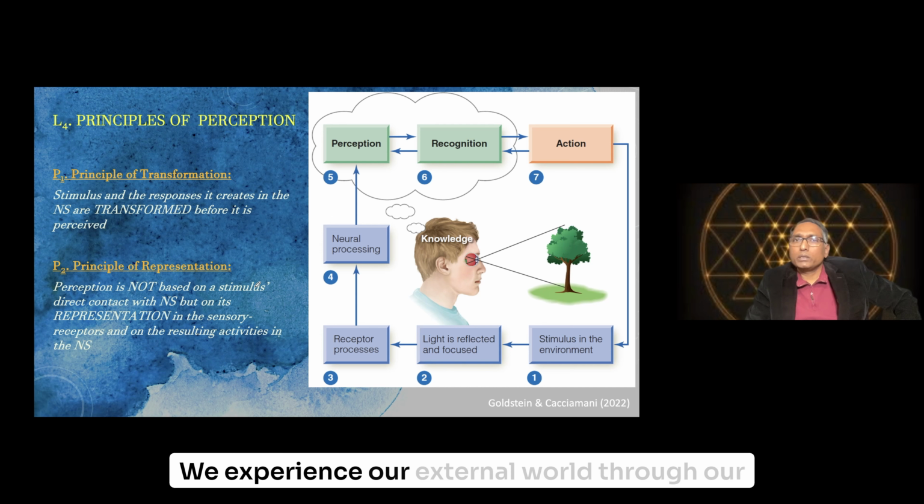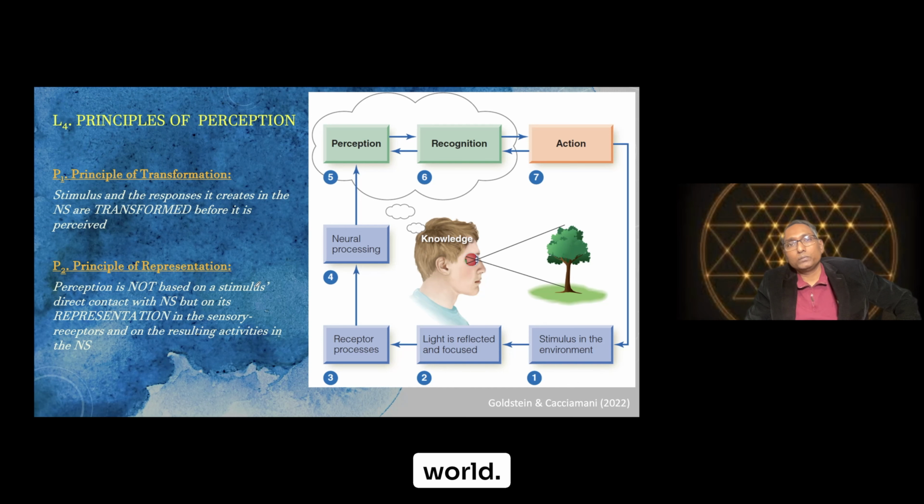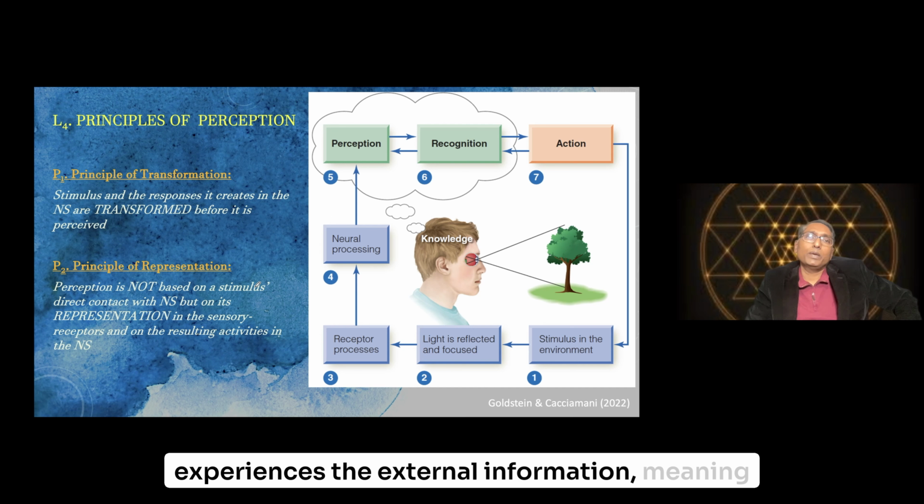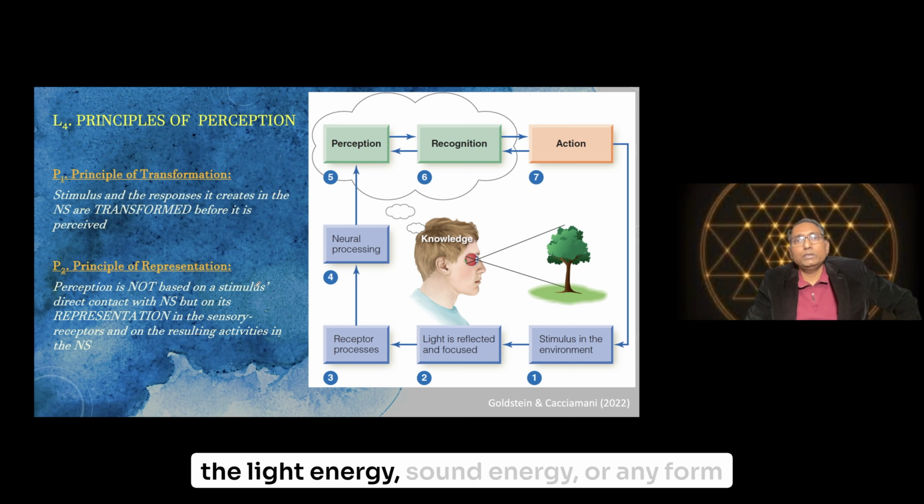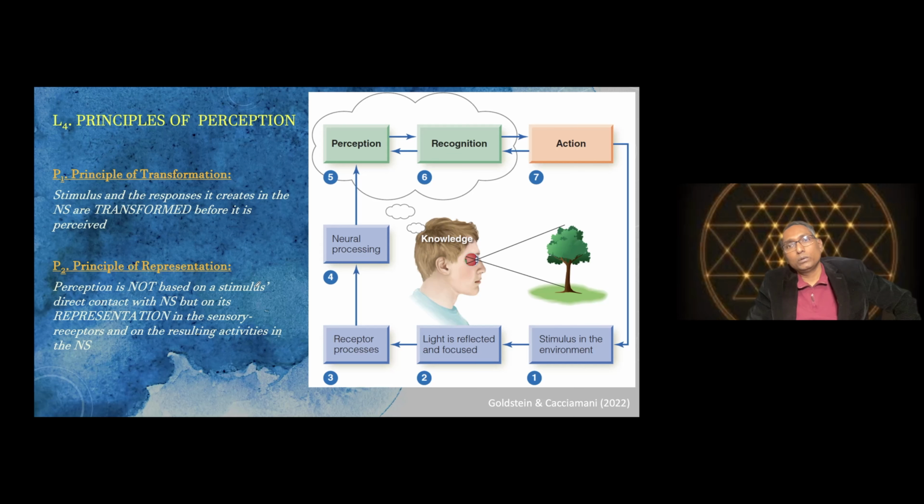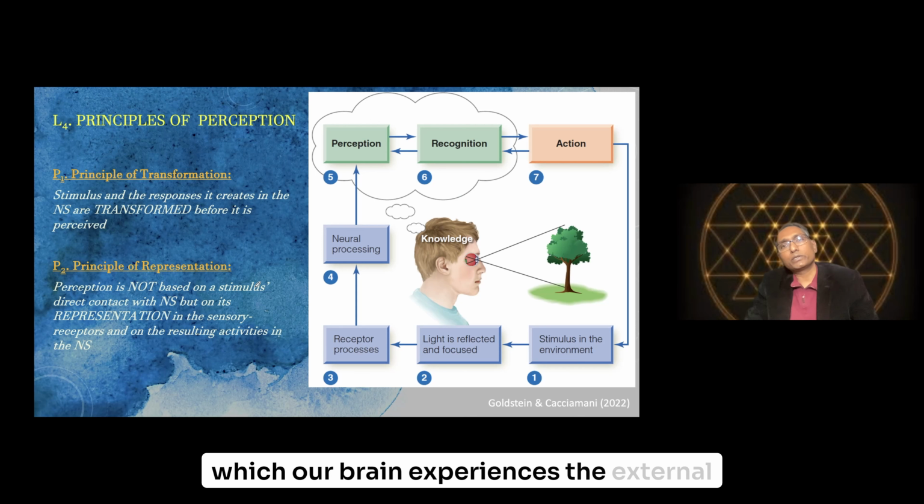We experience our external world through our sense organs, but sense organs are not the structures that experience the external world. Then what are these structures? Brain is the only structure that we have that experiences the external information, meaning the light energy, sound energy, or any form of energy that we can experience. It is the experience of the brain that we feel like we are experiencing the external world. So why do we have sense organs then? Well, the sense organs are means through which our brain experiences the external world.